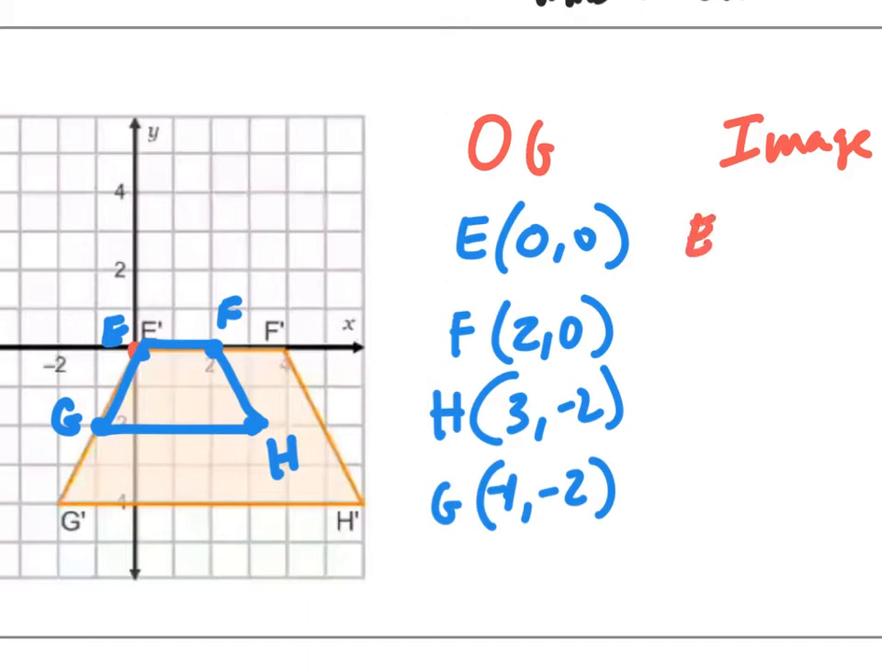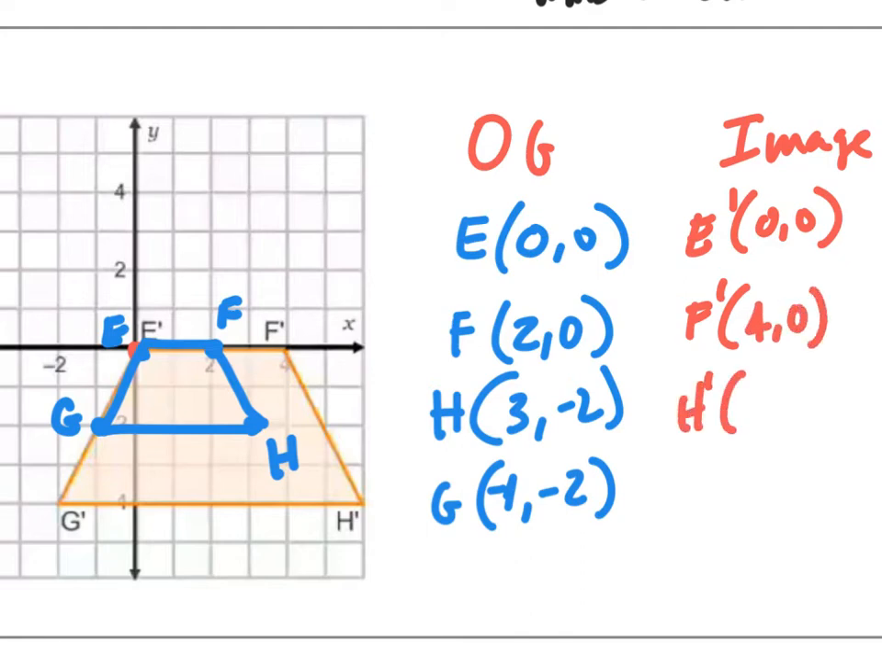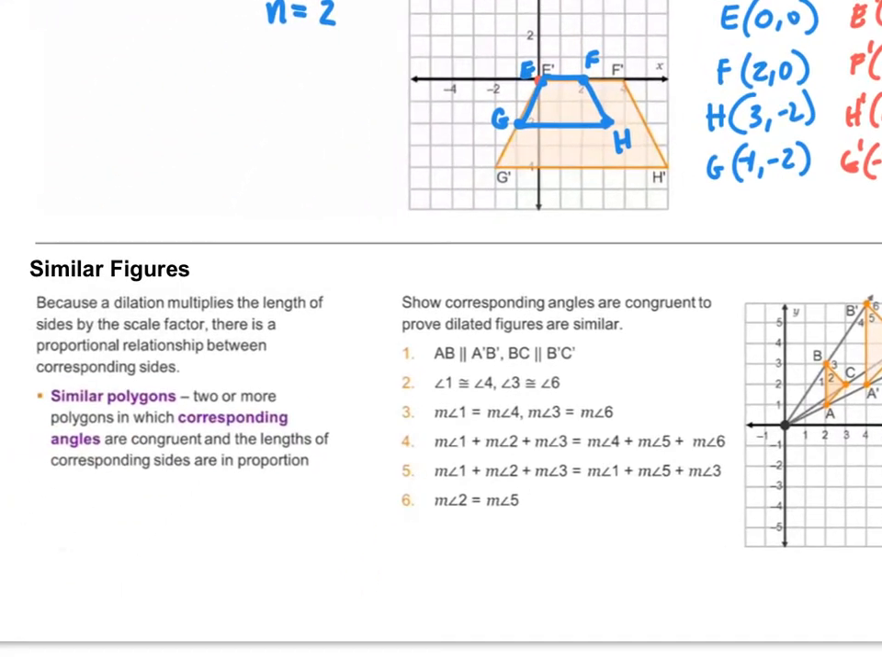I know that E prime had a value of 0, 0. I know that F prime had a value of 4, 0, and that H prime had a value of 6, negative 4. And then G prime had a value of 2, negative 4. And what I want you guys to see is that to go from each of these points, you had to multiply each of these by 2 from your OG to get to your image. And that's how we get those.